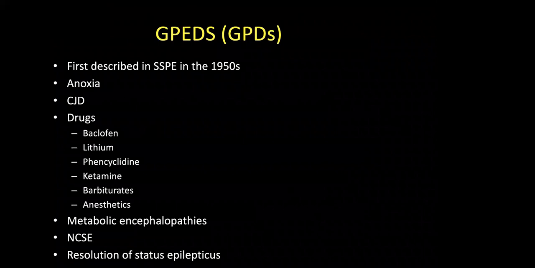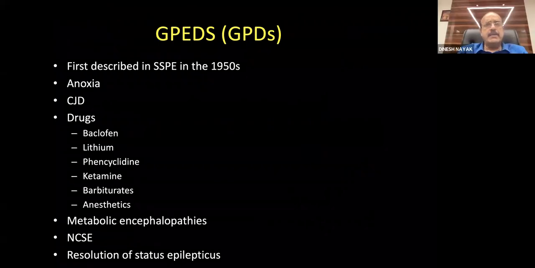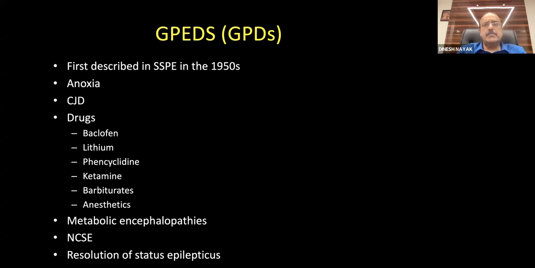Now, it was first described in SSPE in the 1950s, the Radermecker complexes. But apart from SSPE, it's most commonly seen in anoxia, Creutzfeldt-Jakob disease, and very importantly, and we are seeing this quite often now, drug-induced. I've seen it with baclofen, lithium, phencyclidine, all kinds of drugs. And obviously, we sometimes induce it with anesthesia. Barbiturate anesthesia is the commonest, where you want a burst suppression pattern.